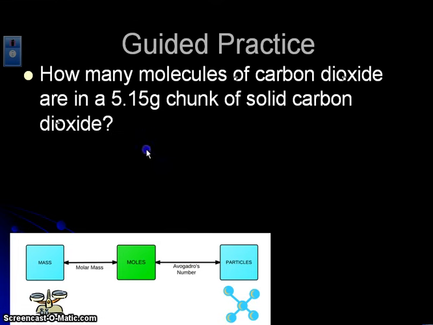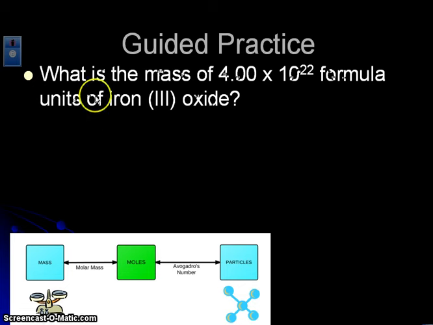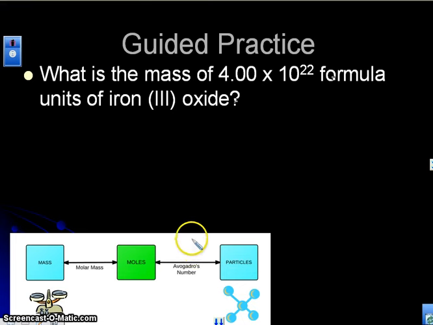For the next problem, we're essentially going in the opposite direction. So we're being given the number of formula units, and we're being asked to find the mass. So we're starting here with our particles, our formula units, and we need to find mass. In order to do that, we can't go directly through, we have to go through moles. So we're going to start with our formula units, which are our particles. We're going to use Avogadro's number to convert those to moles.